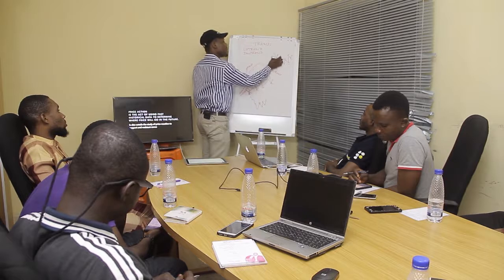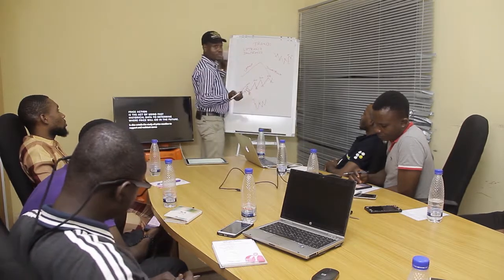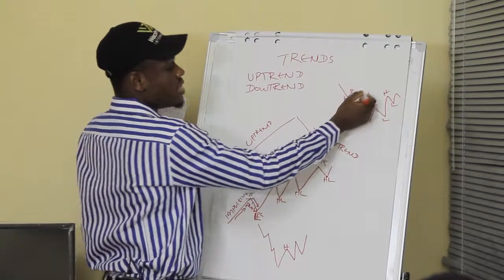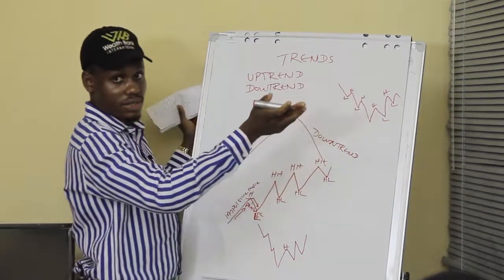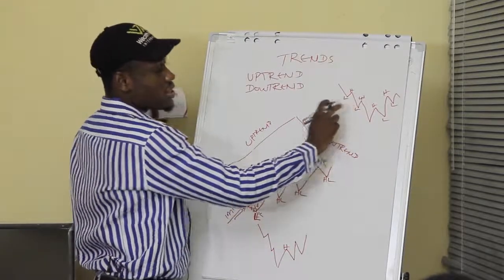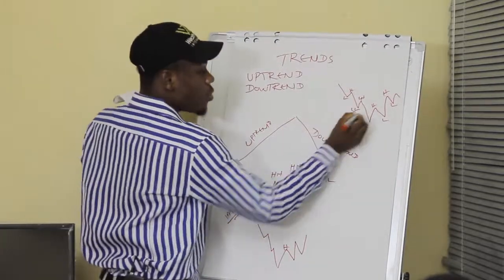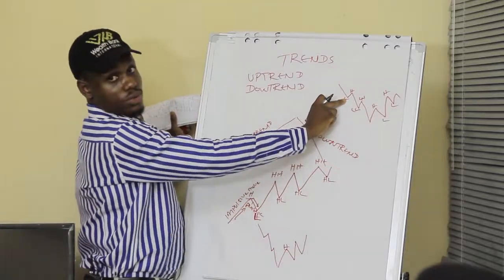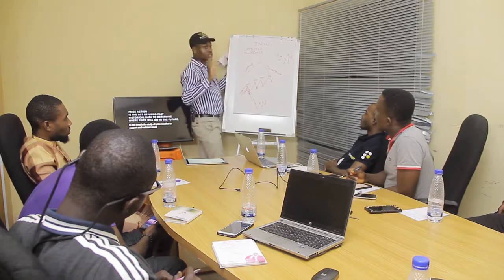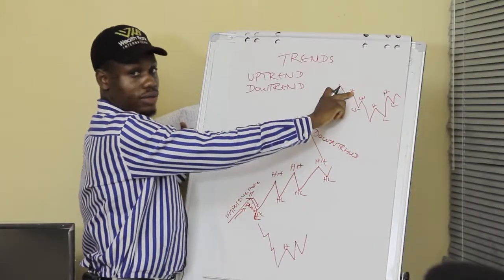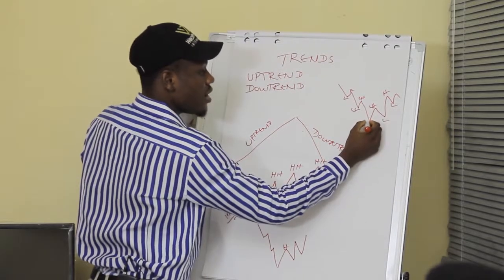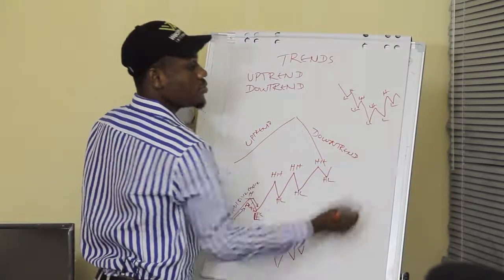But what makes this market different from this market? Very simple. While this one has a high and a low, this high is not an ordinary high. It is a lower high. This low is not an ordinary low. It's a lower low. Why is it a lower low? Because it's lower than this low. Why is this a lower high? It's a high, nobody's arguing that, but it's lower than this high, so it's called a lower high. Then we have a lower low.